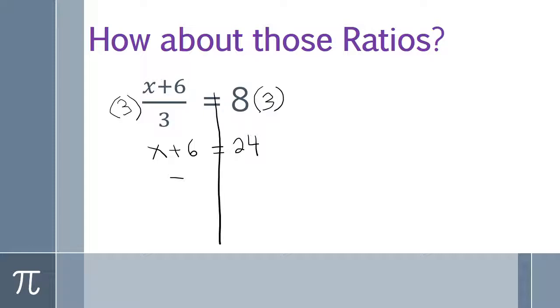Now, this is a one-step equation. All I need to do is to subtract 6 from both sides, which makes me end up with x equals 18.